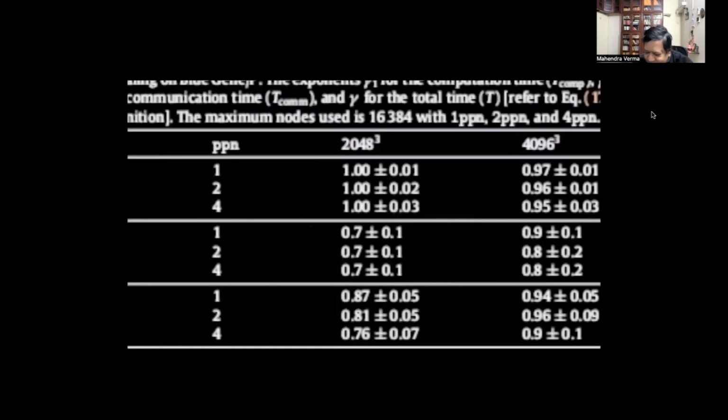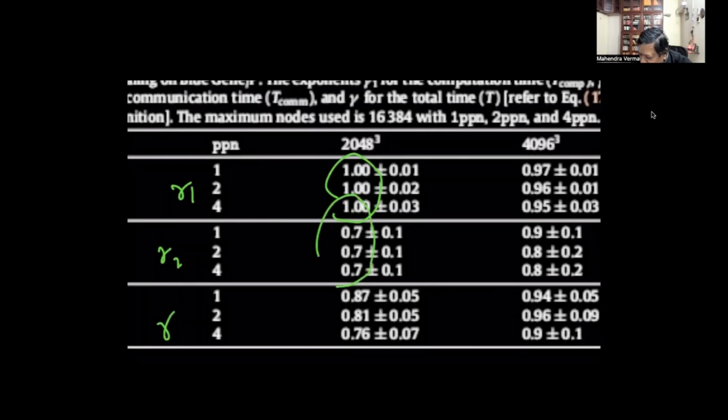But look at the numbers. I don't want to bore you with the numbers, but here are the slopes. Okay, these are the slopes. This is for computation. This is gamma 1, gamma 2, and gamma. So gamma 1 is 1, gamma 2 is 0.7, and total is 0.881. Why? Because computation and communication were somewhat close.